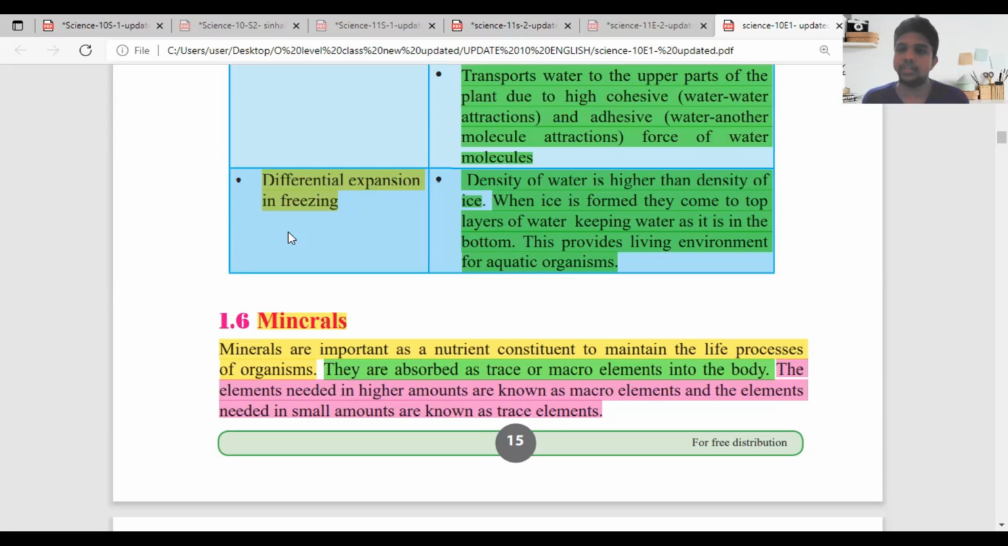Differential expansion in freezing. When we convert liquid water to ice, the density lowers. Because of that, the ice floats on water. So beneath those ice masses there is water, and in that water organisms can live. That's why it is explained that the density of water is higher than the density of ice. When ice is formed, it comes to the top layers of water, keeping the water as it is in the bottom. This provides a living environment for aquatic organisms.